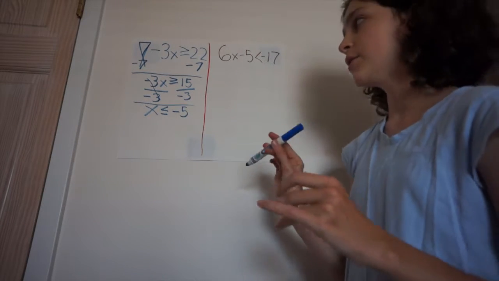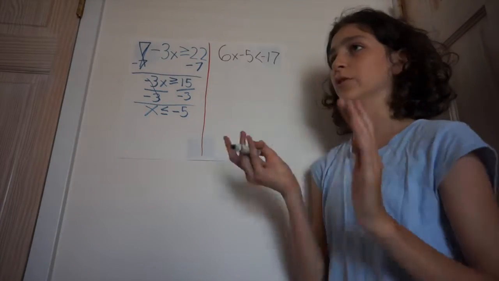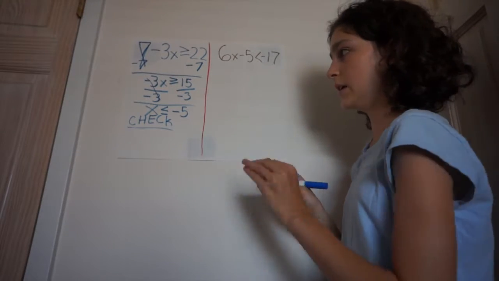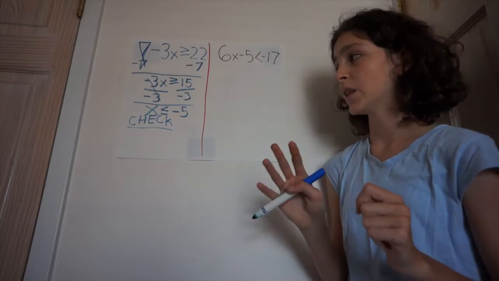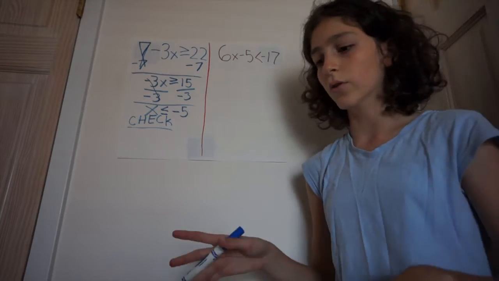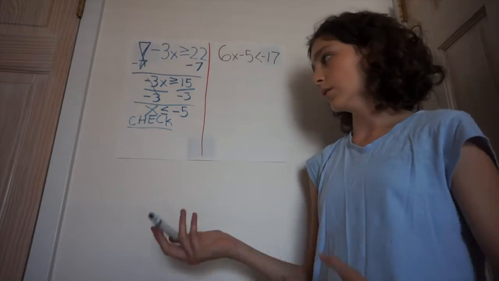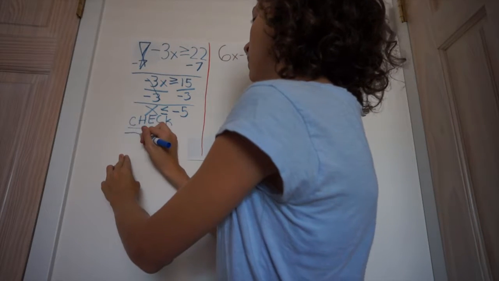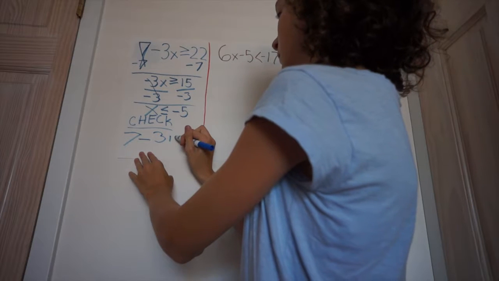The last thing you have to do when you finish the problem is check it to make sure you're not going crazy. You're probably not. Find a number that could be in the answer. If it's x is less than or equal to negative 5, it would have to be either negative 5 or anything deeper into the negatives. So we could do negative 10, for example, and then redo the problem.